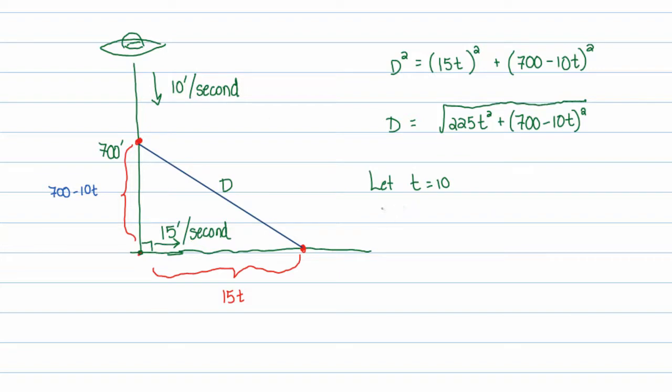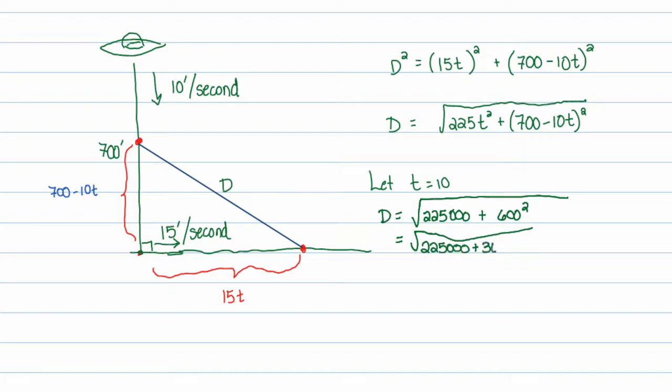So let's go ahead and plug this in. We get d is equal to the square root of 225, and then 10 squared would be 100, so with a couple more zeros on there. Plus, and then 10 times 10 here will be 100, so it's 700 minus 100, or in other words, 600 being squared. 600 squared is just going to be a nice 36 with 4 zeros behind it. So we'll just write that in. 225,000 plus 36 with 1, 2, 3, 4 zeros on it.